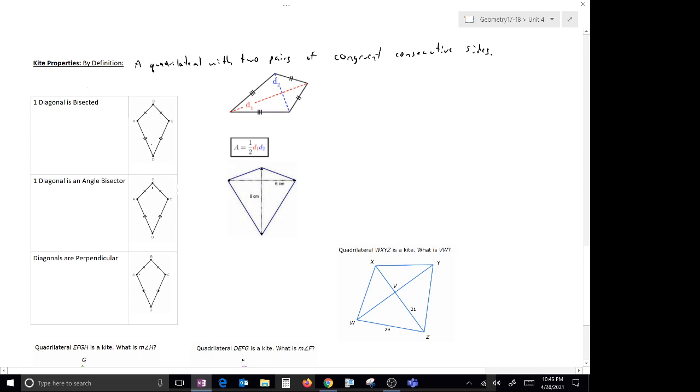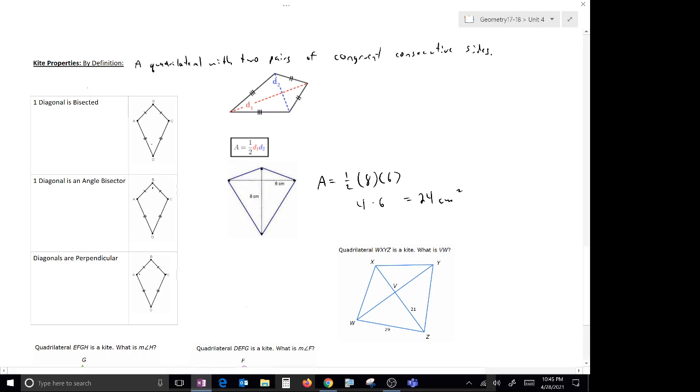Again, just like a rhombus, the area for a kite is 1/2 diagonal 1 times diagonal 2. So in this case, it'd be equal to 1/2 times 8 times 6. Half of 8 is 4 times 6, which would equal 24 centimeters squared.